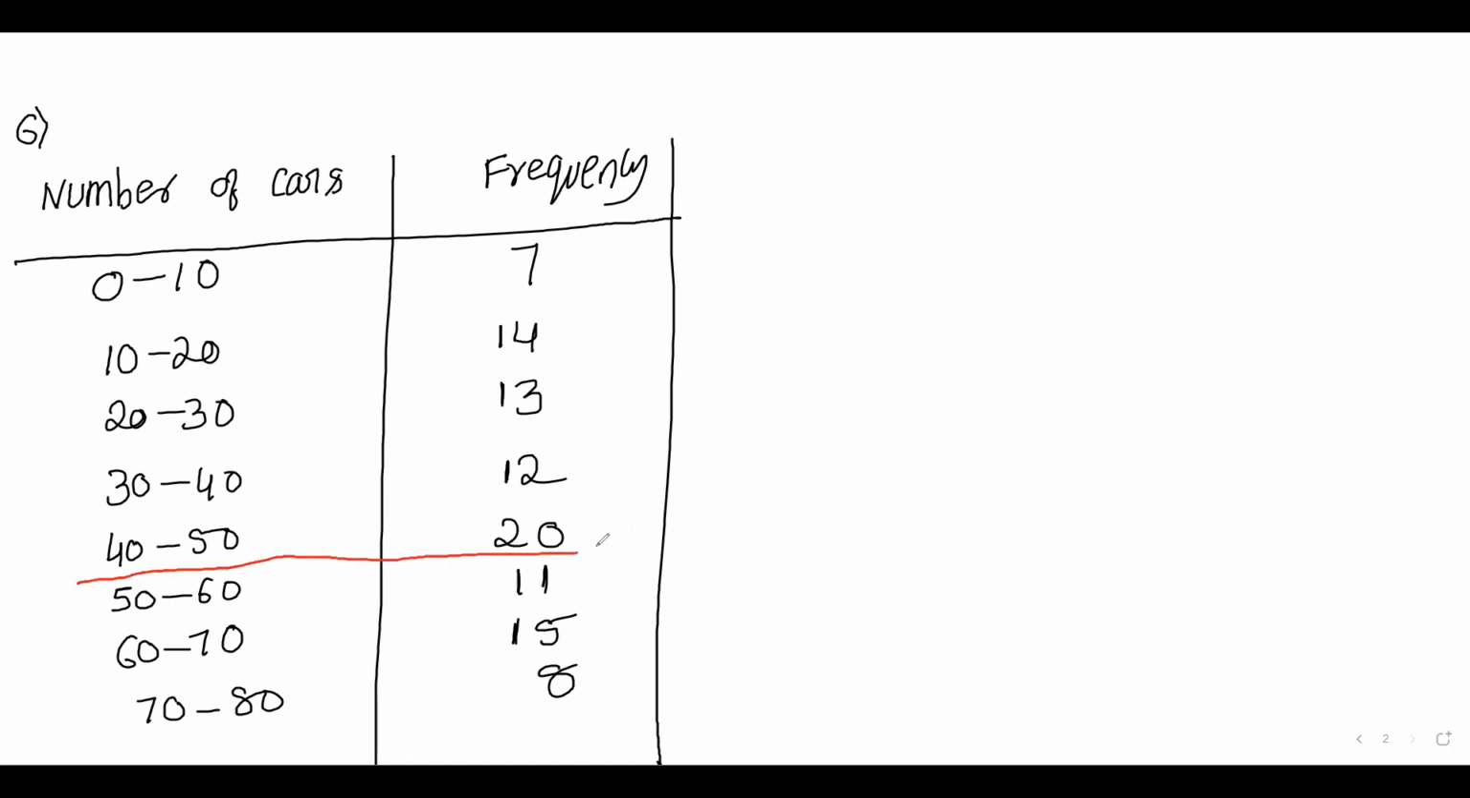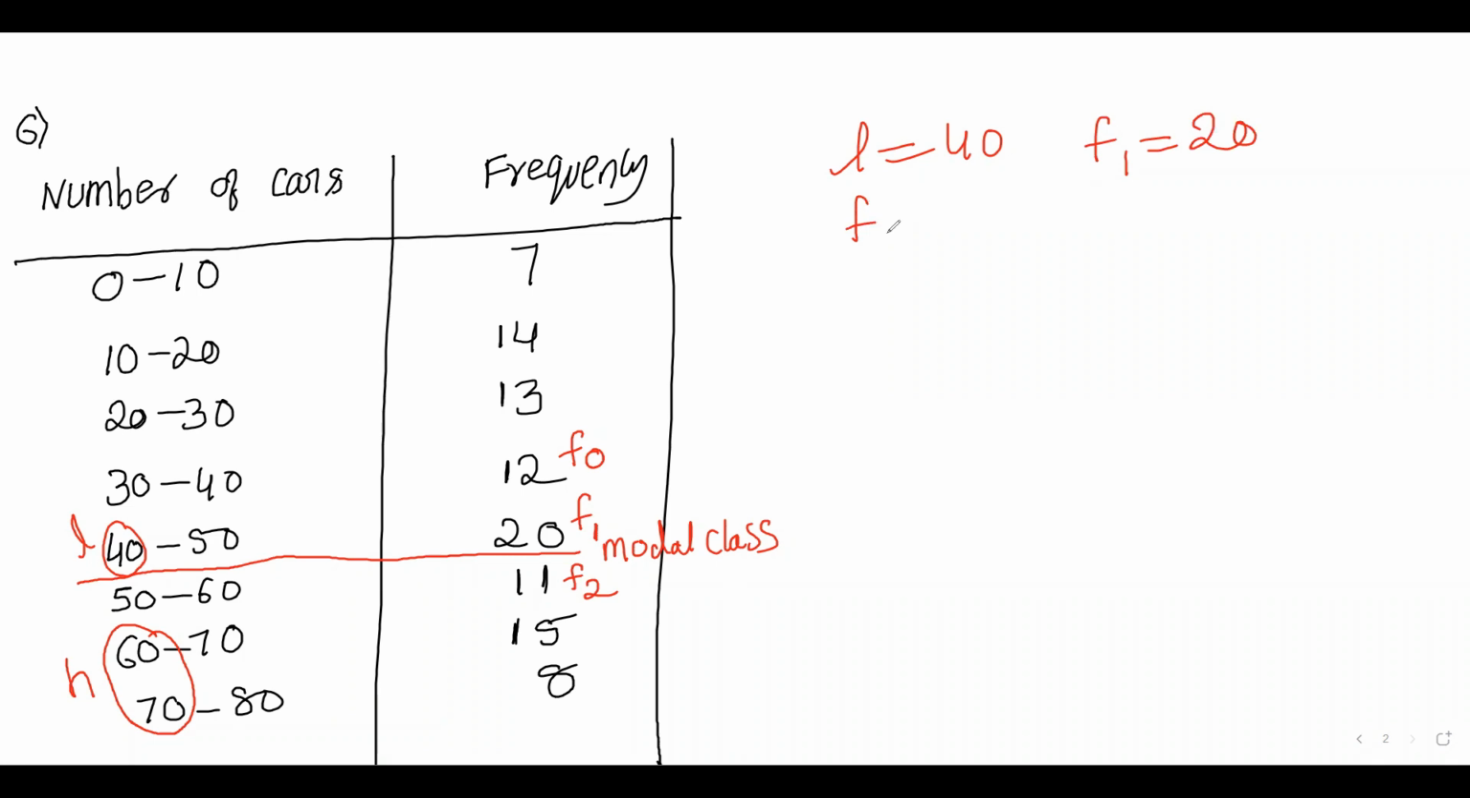Draw a line. The line is called the modal class. This is the lower boundary of the modal class. This is the frequency of the modal class. This is the frequency preceding the modal class. This is the frequency succeeding the modal class. For the size of the class, subtract any two consecutive lower boundaries. Write down all the values. L is equal to 40, F1 is 20, F0 is 12, F2 is 11, H is 10.